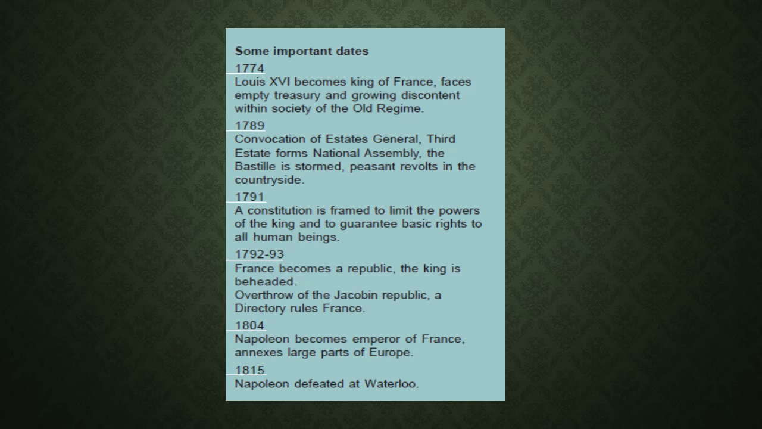The next important date is 1815, that is the defeat of Napoleon. Napoleon was defeated at Waterloo in Belgium. He was defeated by some of his enemies, that is Britain, Austria, Prussia, etc.